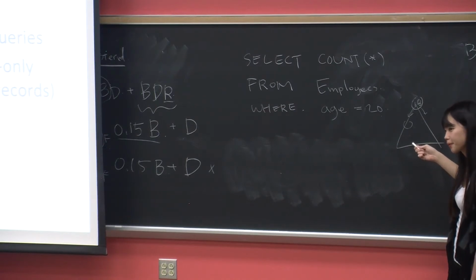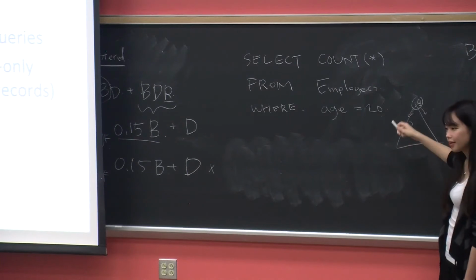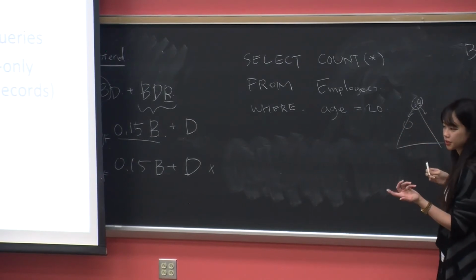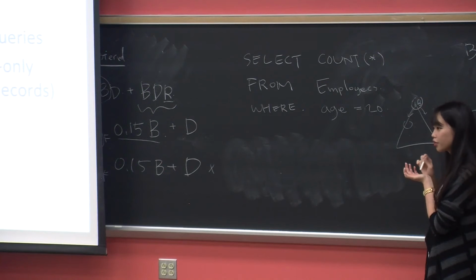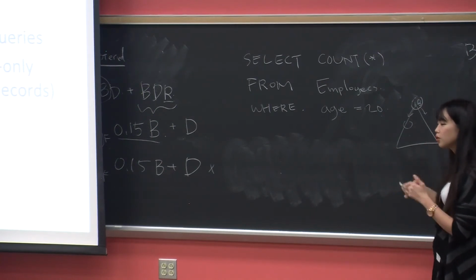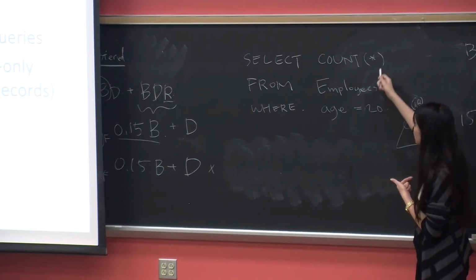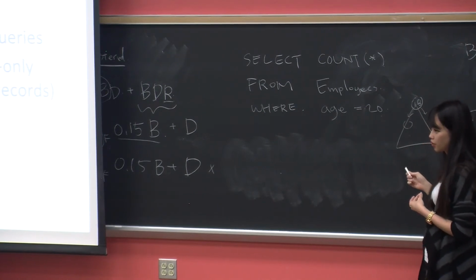Why is that? Because you only need to count how many index data entries are like that. So you don't actually have to go to the record itself to see other attributes. You only need to know the attribute that is used as the index to answer this question. So this is what we call index only.